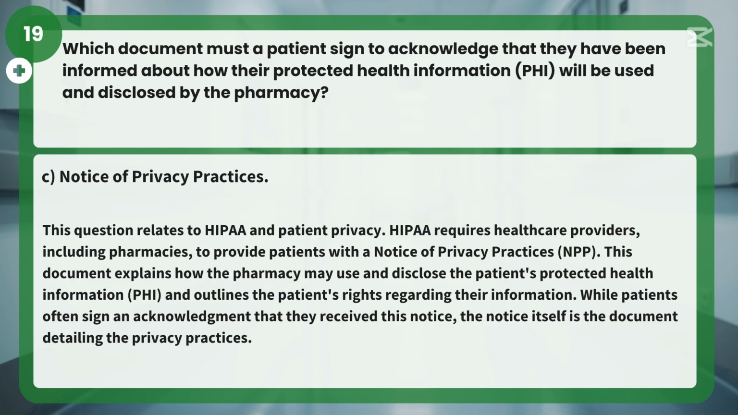Answer: C. Notice of privacy practices. This question relates to HIPAA and patient privacy. HIPAA requires healthcare providers, including pharmacies, to provide patients with a Notice of Privacy Practices, NPP. This document explains how the pharmacy may use and disclose the patient's protected health information, PHI, and outlines the patient's rights regarding their information. While patients often sign an acknowledgement that they received this notice, the notice itself is the document detailing the privacy practices.